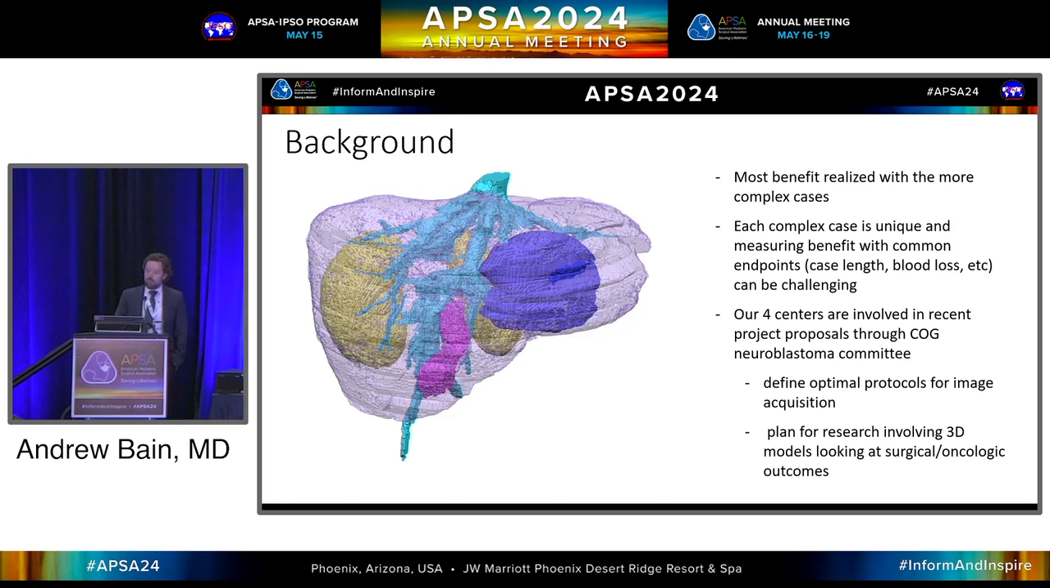There are some initiatives, especially one through the Children's Oncology Group Neuroblastoma Committee, to try to define optimal protocols for image acquisition and planning for research based on surgical and oncologic outcomes for those who use and don't use the 3D models.